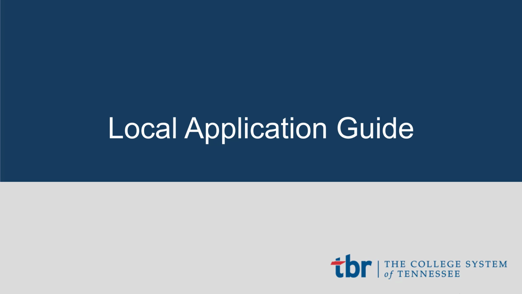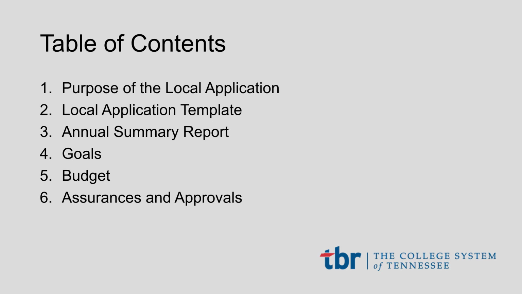In this session of Technical Assistance, we will focus on the purpose of the local application as well as the step-by-step process for compiling the Perkins 5 local application. The following items will be discussed in this presentation: purpose of the local application, template, annual summary report, goals, budget, and assurances and approvals.